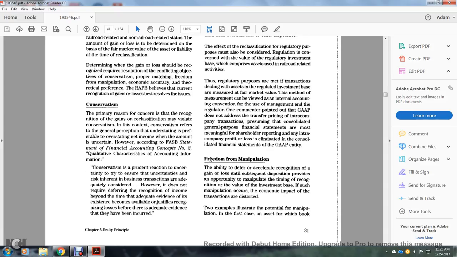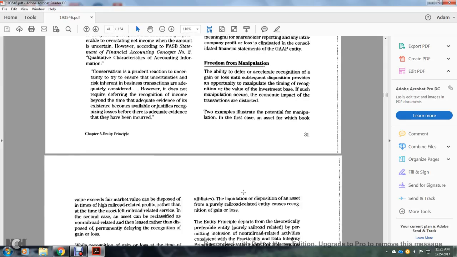Alright, freedom from manipulation. The ability to defer or accelerate the recognition of the gain or loss until the subsequent disposition provides an opportunity for manipulating the timing and recognition of value of the investment base. Should such manipulation occur, the economic impact of the transaction is distorted.